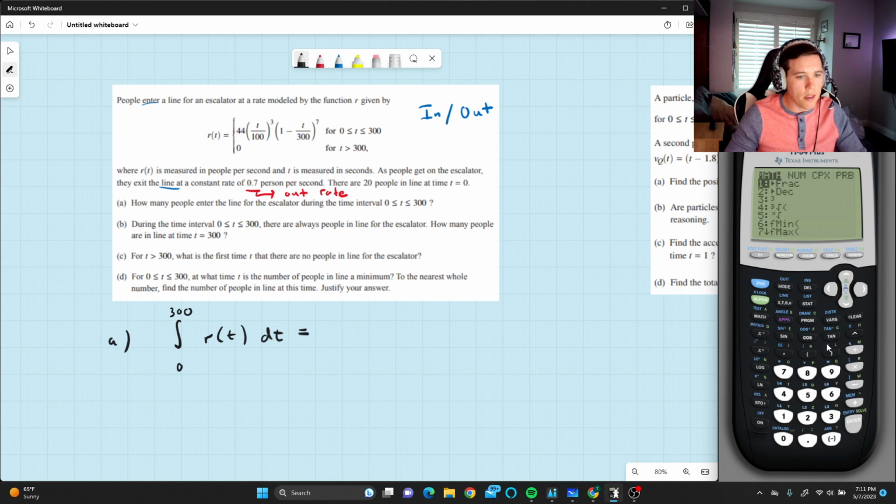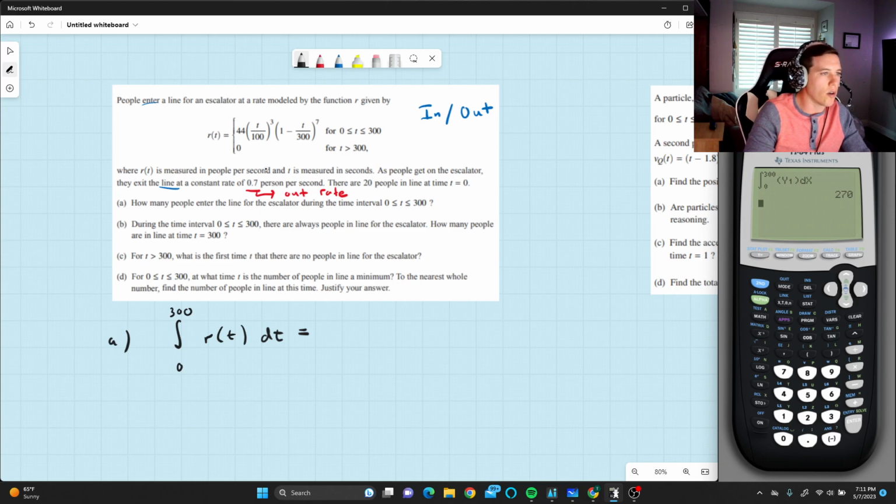So then we do math 9. Mine looks like this, as most of yours do. If you have the other notation, that's on you to figure out. And then variables, Y variables, function y1, we've called up our function. And these problems should be rooted in reality. In other words, how many people enter the line during 0 to 300 if there's 20 people in line to start? It makes sense that 270 is a reasonable answer. So 270. Pay attention if they say to round to the nearest person. In this case, it was a whole number, but you don't need to round because it was a whole number.